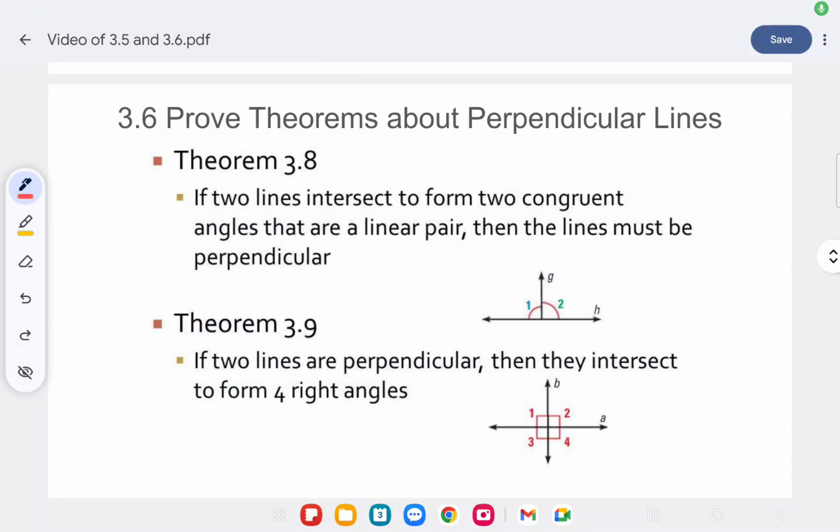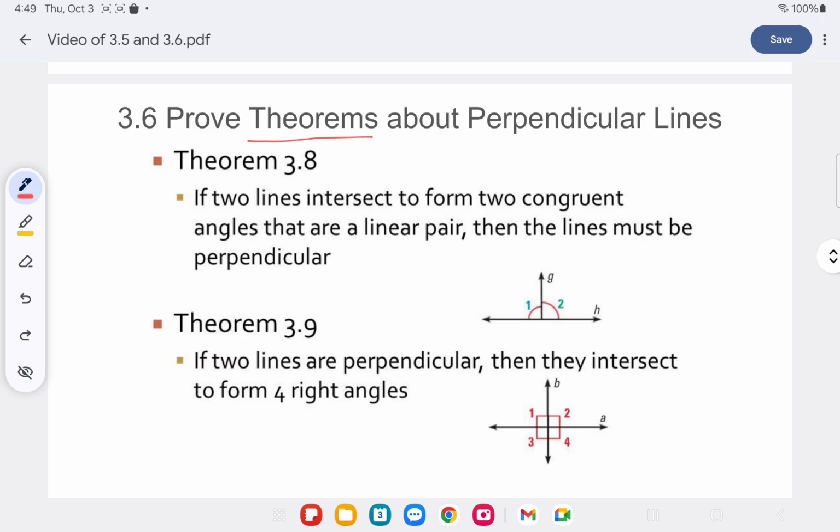Let's talk about some things we learn in lesson 3.6. First, you need to remember that the word theorem means things that we can prove to be true. So anything that's listed as a theorem is something that we can prove to be true. In this particular lesson, we're proving things about perpendicular lines.